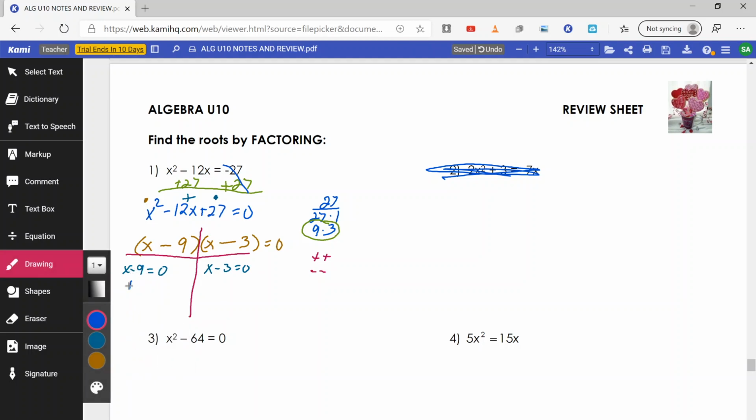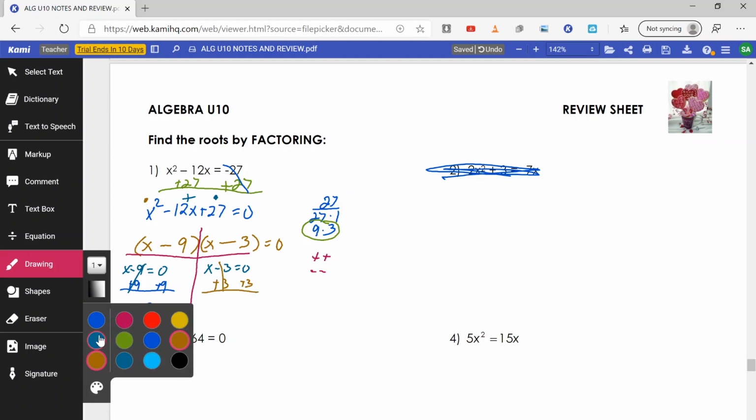So here we add 9 to both sides. So negative 9 plus 9 cancels out. It leaves me with x equals 9. And over here, we're going to add 3 to both sides. And they're going to cross off on this side. So we end up with x equals 3. So here are the two possible answers I can get when I factor this first trinomial: x equals 9 and x equals 3.